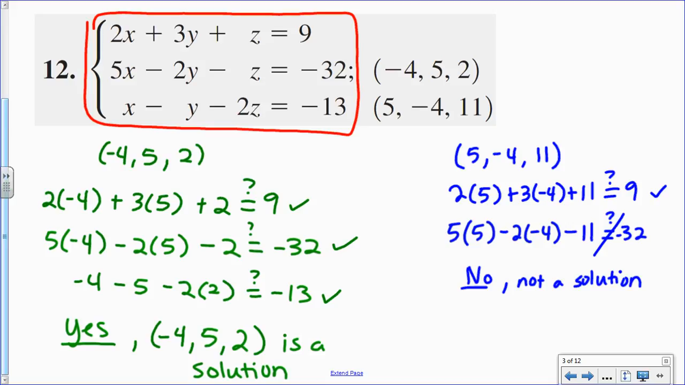Okay. Questions about that? So that's the checking part of the solving. If you're solving and you get an ordered triple, plug them back in. Check to make sure your answer is right. Now you don't have to show all of that. A lot of times you can just type that in your calculator to check. But that is how you can confirm that your answers are correct. Okay? All right, so let's start solving.